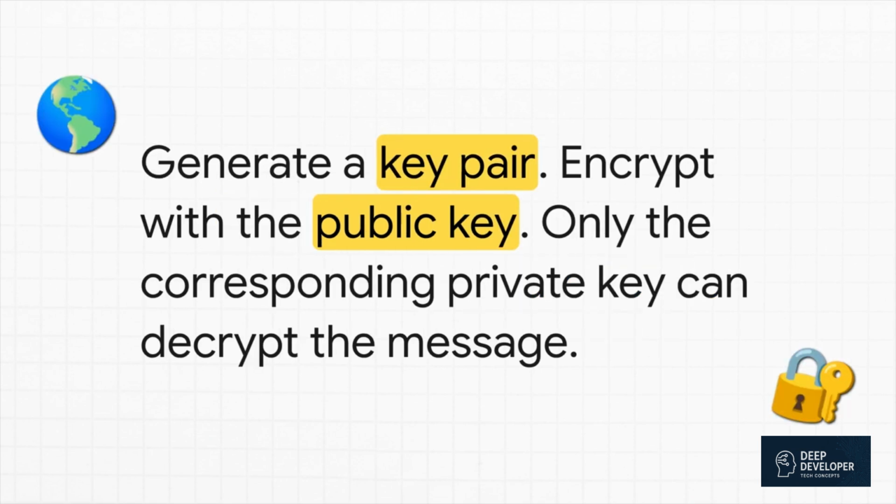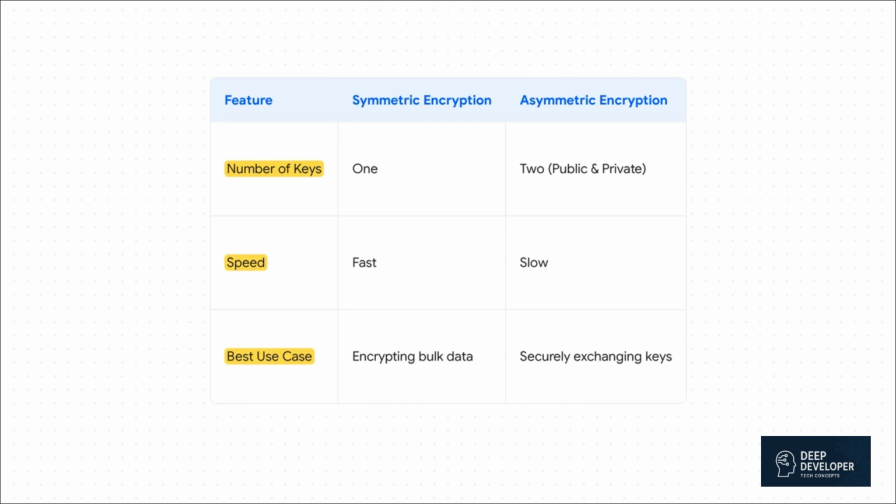So the process is totally different. You start by generating a pair of keys. You give your public key to anyone who asks for it. They can then use that public key to encrypt a message. And the magic is that message can now only be decrypted by your corresponding private key, which you, of course, kept secret. Okay, so let's put them side by side. Symmetric encryption has one key, it's really fast, and it's perfect for encrypting the actual bulk data of your conversation.